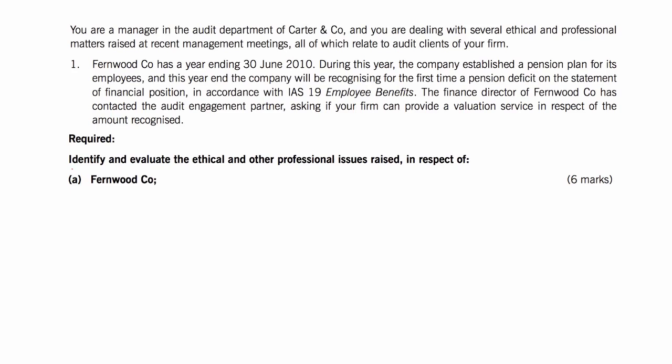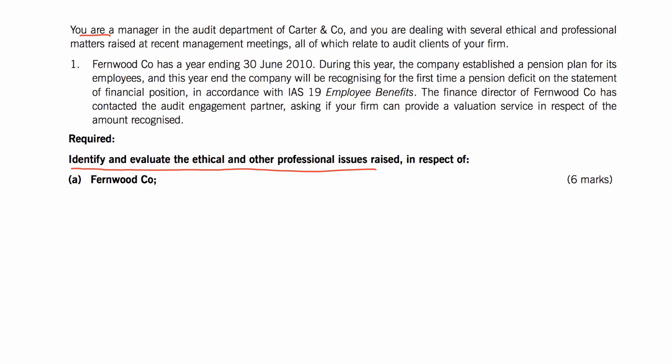Alright, so the question says, identify and evaluate ethical and professional issues. So let's have a look at the question then. You're a manager in the audit department of Carter, so Carter's the audit firm. You're dealing with several ethical and professional matters. And here we go then.